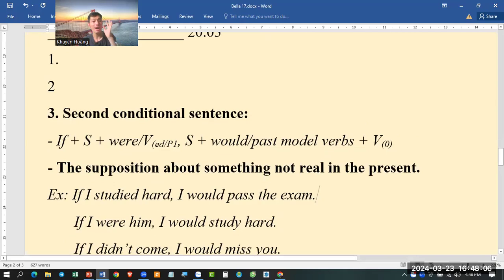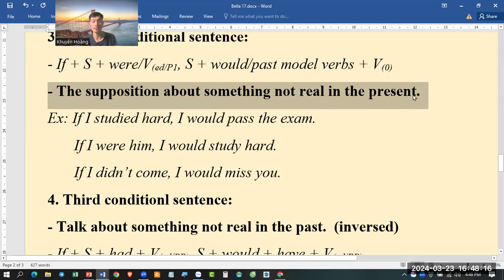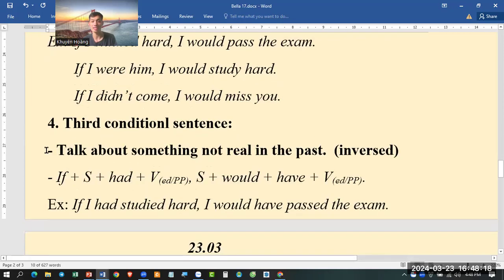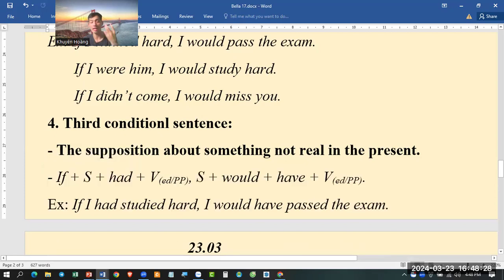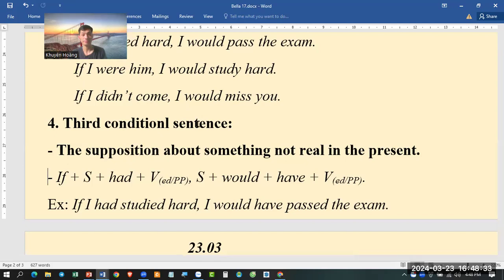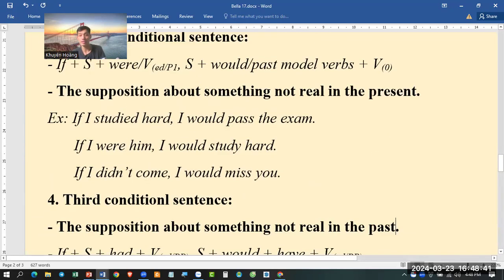But the past, if you talk about the supposition about something not real in the past, it is the third kind of conditional sentence. So inverse. Inverse is đảo ngược lại, which means you have to change the present into the past. Actually, this is the past. Now you understand, right?